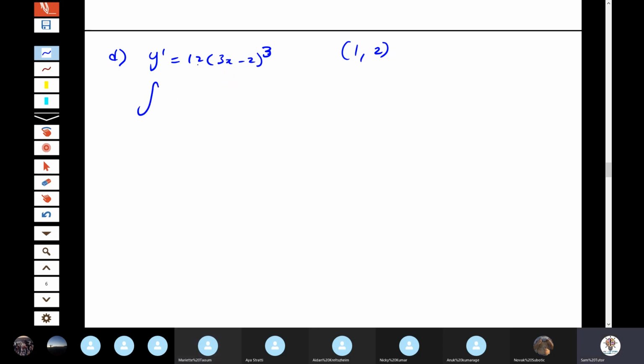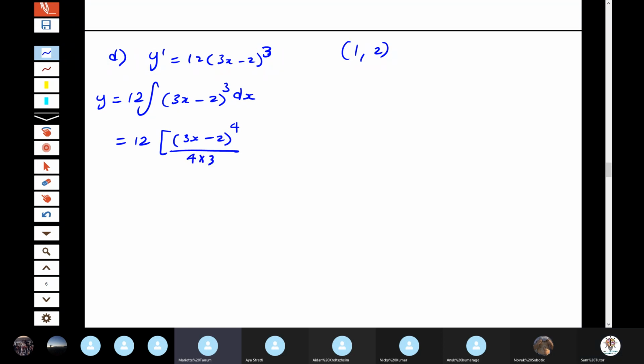Let's integrate 12. Do you want it inside or outside? I put it on the outside. I agree. It's just a bit easier to see. 3x minus 2 dx. All right. Y equals 12 times the integral. Tell me, what's your answer for this one? Integrate. So 3x minus 2 to the power of 4 over 4 times 3, so 12. Yeah, correct. And then plus c. 4 times 3 is 12. 12 and 12 cancels out.